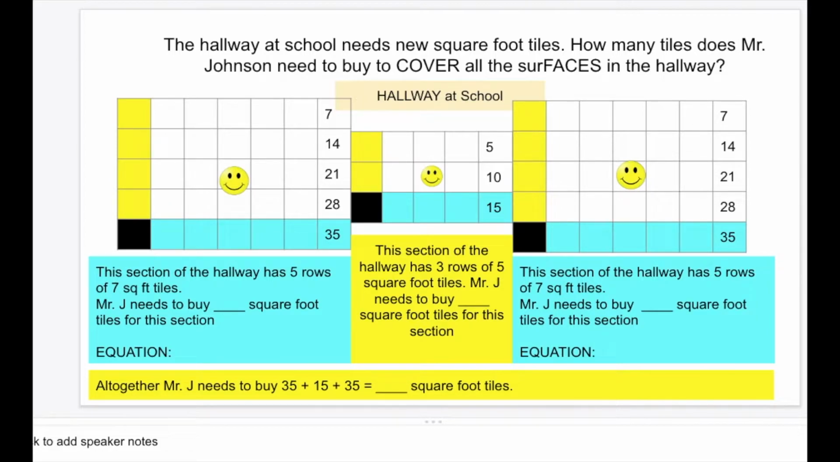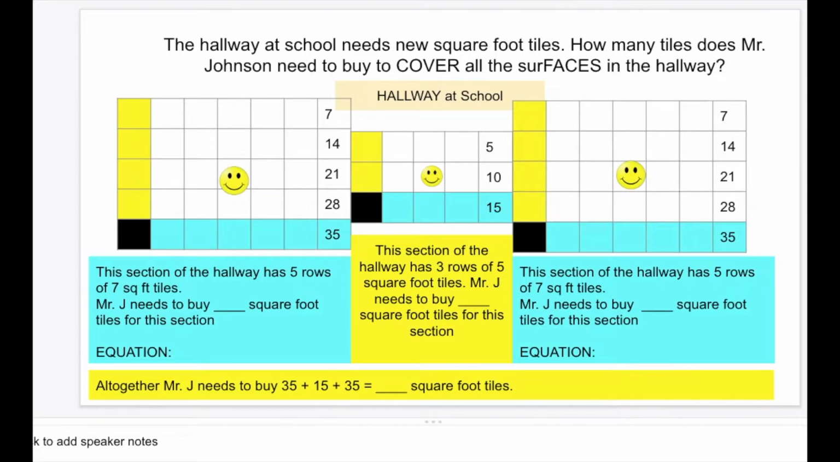So I built these 3 grids, or what we've been calling arrays, and they've been finding the square units, or the square feet, of each section of the hallway. And that is a major skill for third grade.